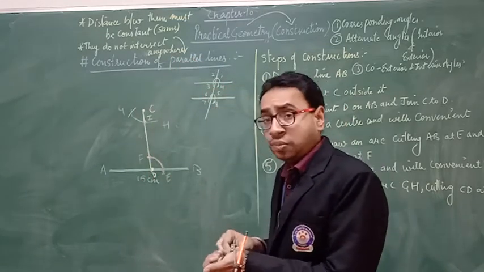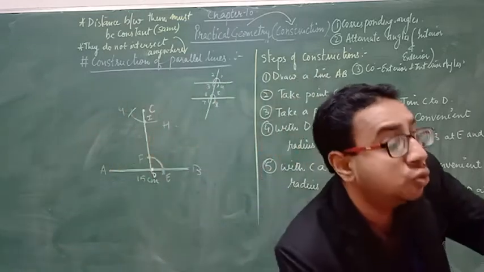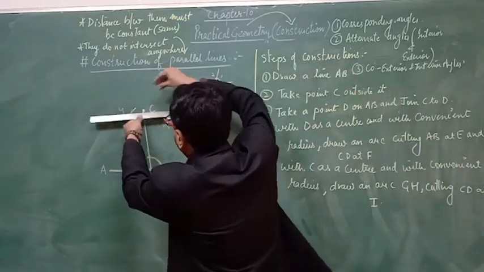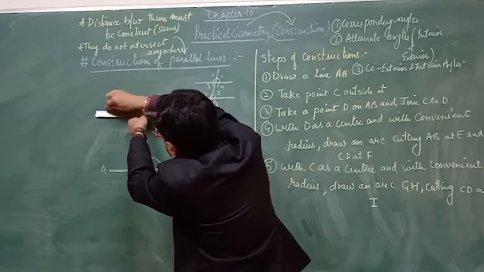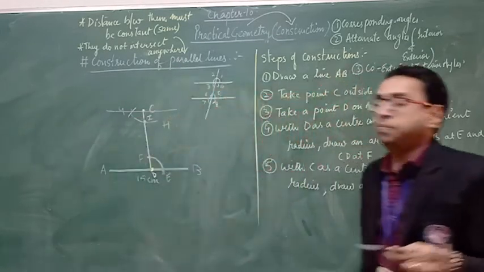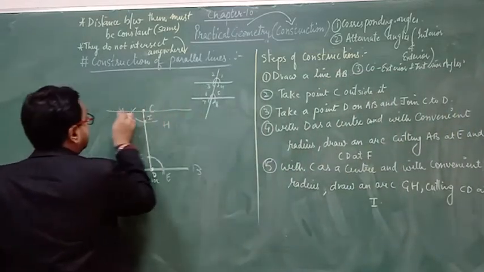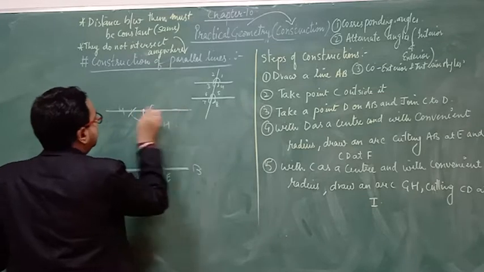Then what will we do? After that, we will pass a line through GH. This is the straight line we'll be getting through GH.